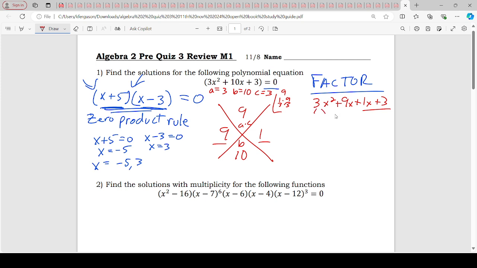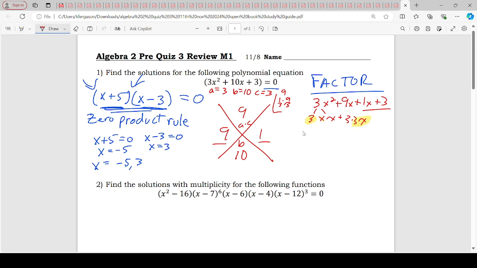You guys remember what a prime factor is? A prime factor is a number where the only way you can get it through multiplication is multiplying that number times 1. For instance, 3. 3 can't be broken down anymore except by 3 times 1. So this right here breaks down to 3 times x times x. That's how I get 3x to the second power. 9x is 3 times 3 times x. And then I look to see what they have in common. They have a 3 and they have an x.